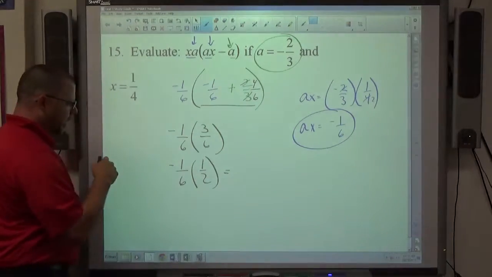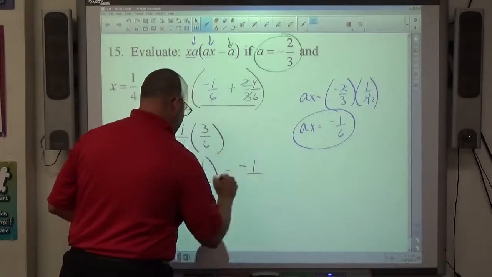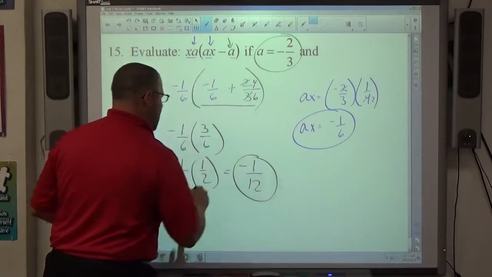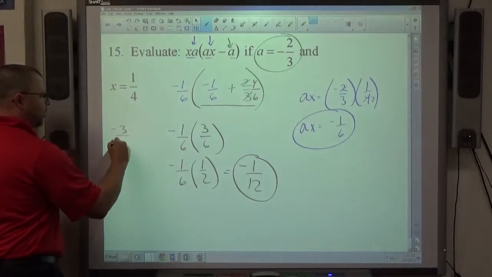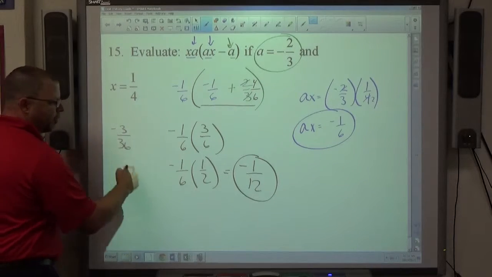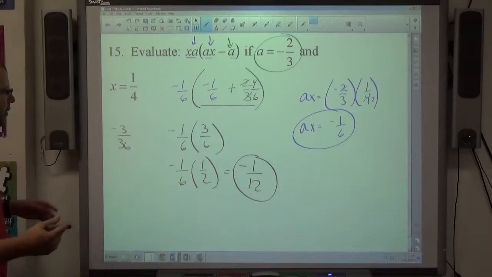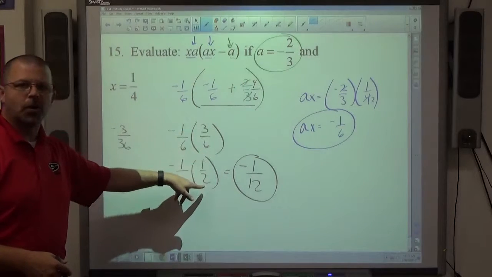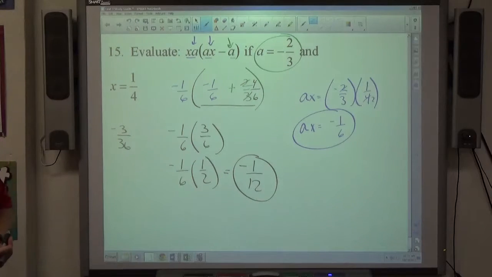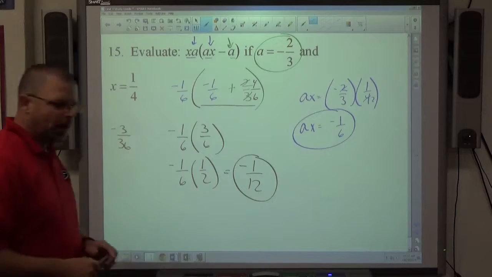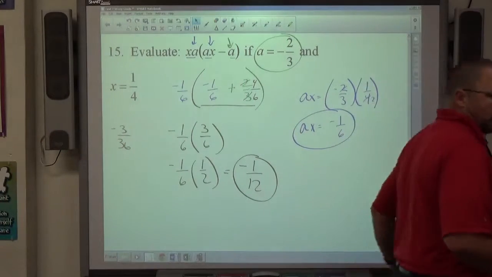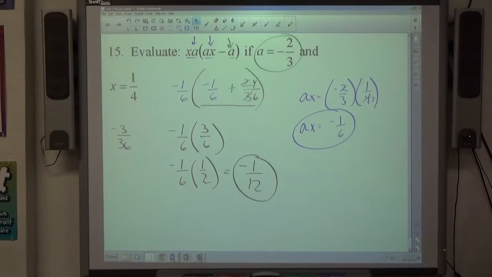But whatever you do, you end up with negative 1 times 1 on top, and 6 times 2 is 12. If I didn't reduce first, negative 3/36 is what I get. They both divide by 3, reducing to negative 1/12 also. So I personally would like to reduce first before I multiply. Then my multiplication is a little bit simpler. Negative 1/12. I would expect probably a fraction answer on that one on the test, more than likely. So be ready for that.